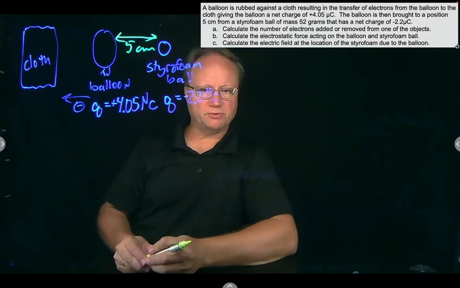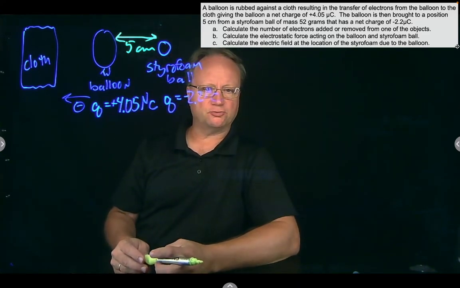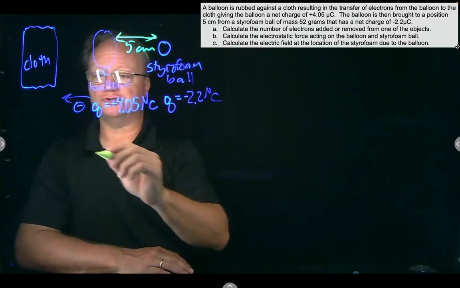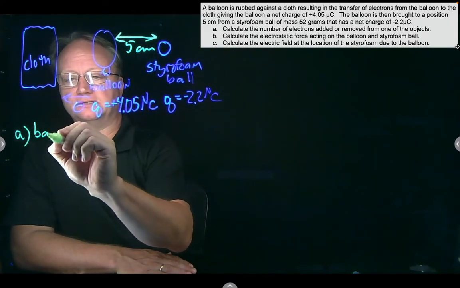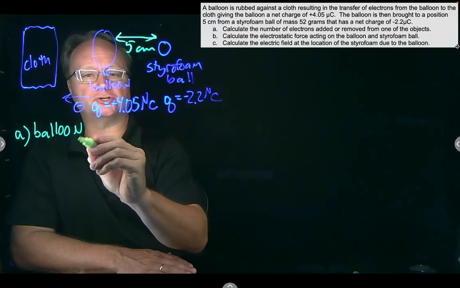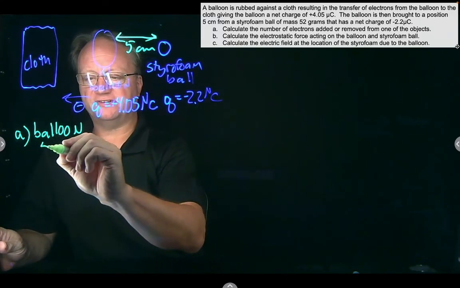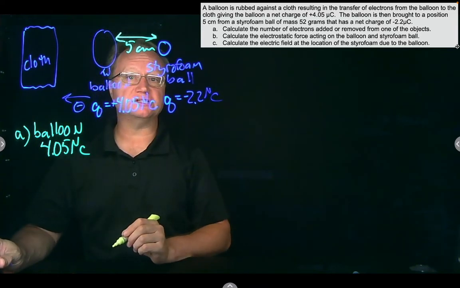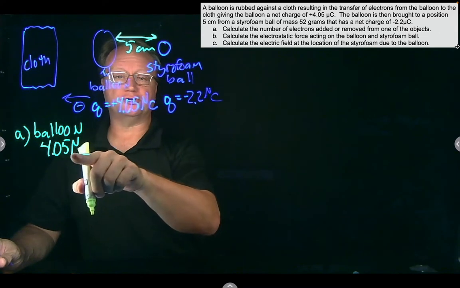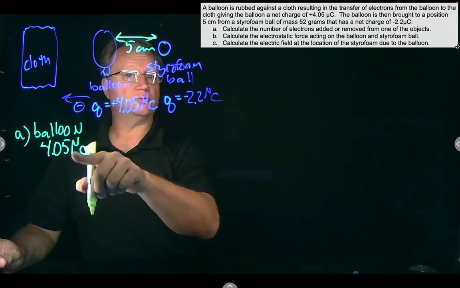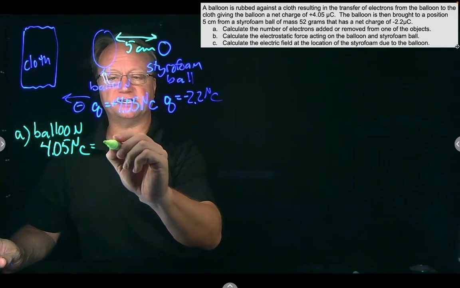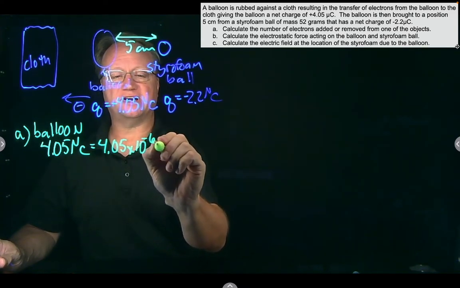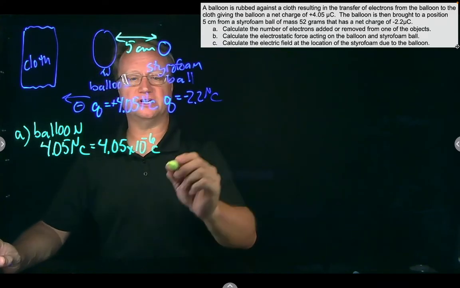So then in part A, we want to calculate the number of electrons added or removed from one of the objects. Well, I'm just going to choose the balloon. So then our charge of the balloon, 4.05 microcoulombs, and we want to convert this into electrons. First thing I'm going to do is remove the micro symbol and put what it represents. Micro stands for 10 to the negative 6. So this is 4.05 times 10 to the negative 6 coulombs.